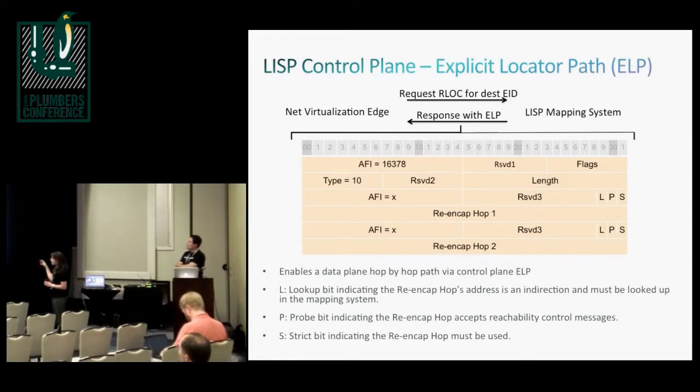Meaning that, let's say, if we were to implement this in OVS, the OVS user space would get this. It will figure out where in the path, or which re-encapsulation hop, it is itself, and then it would program a flow with the next encap hop for that flow. Does that make sense? Yes.